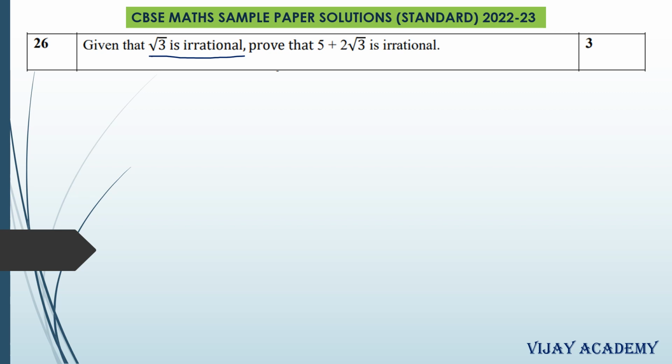So now, to prove 5 plus 2 root 3 is irrational, let us use the method of contradiction, where we take 5 plus 2 root 3 as a rational number, and then we find that the assumption is wrong, and then we write the contradiction of that: 5 plus 2 root 3 is irrational. So let us do that now. Assume 5 plus 2 root 3 is a rational number.